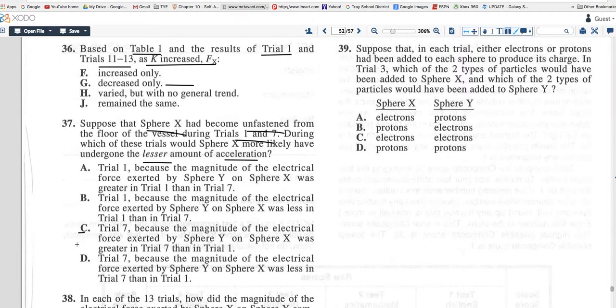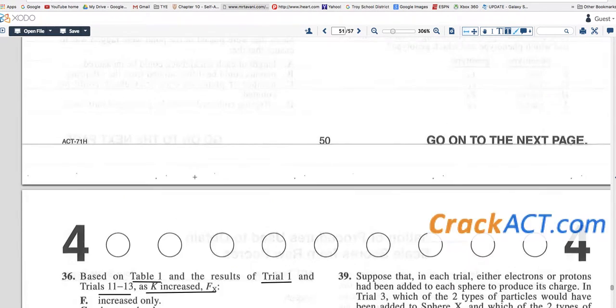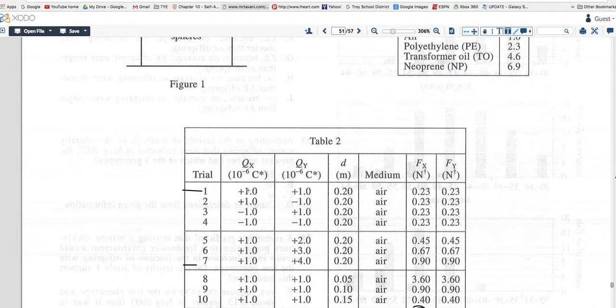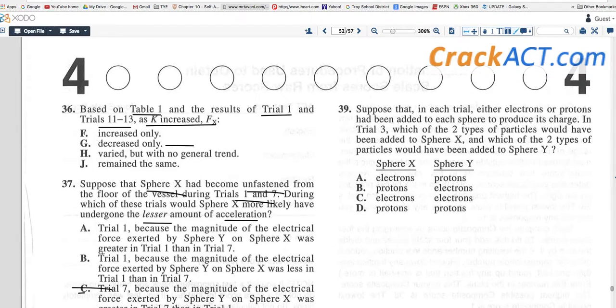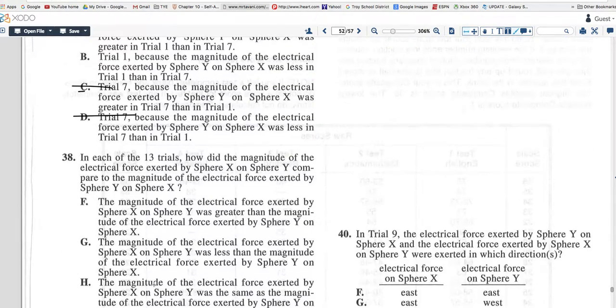Now how do we differentiate between A and B? So C and D are out. Now let's differentiate between A and B. Because the magnitude of the electrical force of sphere y on x was greater, was the magnitude of the repelling greater on trial 1 or 7? 7, because 7 wanted to get away quicker. So it obviously is not A because the magnitude is not greater in trial 1 than in trial 7. All right, hence it is B.